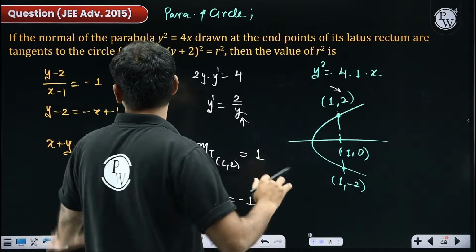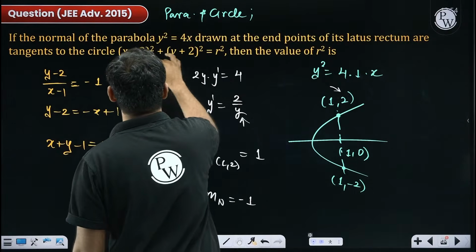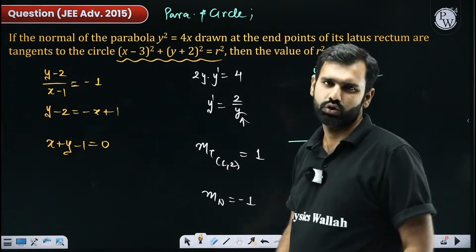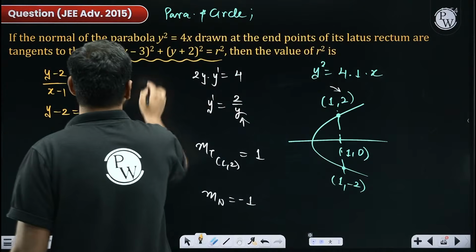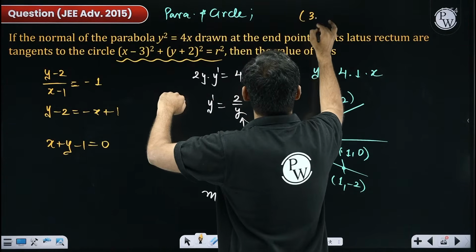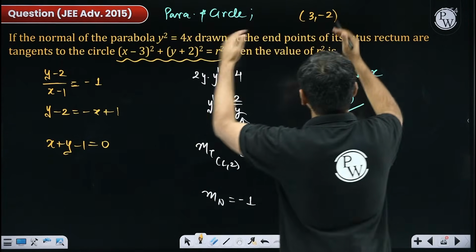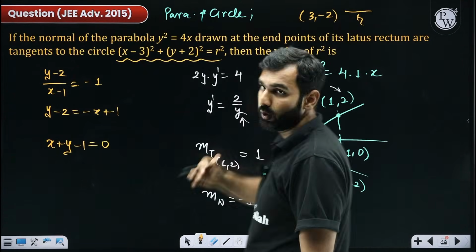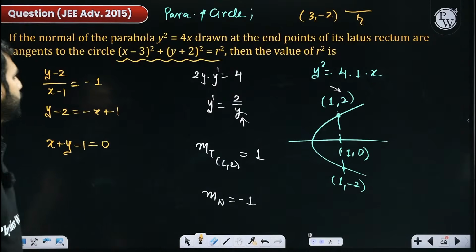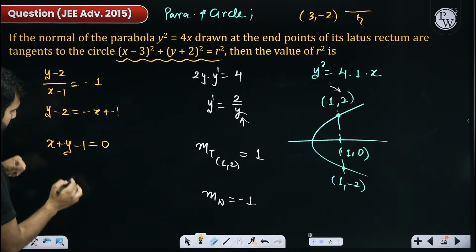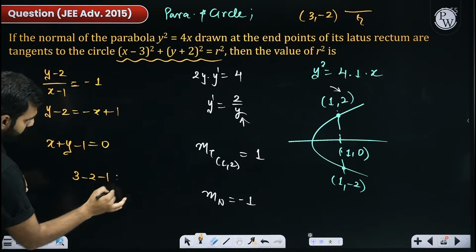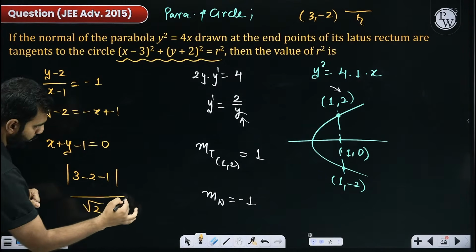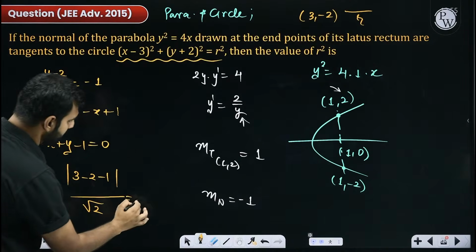Now we are told that this normal is behaving as a tangent to this circle. So the condition for tangency: this circle has a center at 3 comma minus 2, and its perpendicular distance from this line should be equal to r. I hope you remember that. So I'll apply it here: plugging 3 comma minus 2 into the line, the magnitude of 3 minus 2 minus 1, divided by the square root of a square plus b square, that is root 2, should be r.